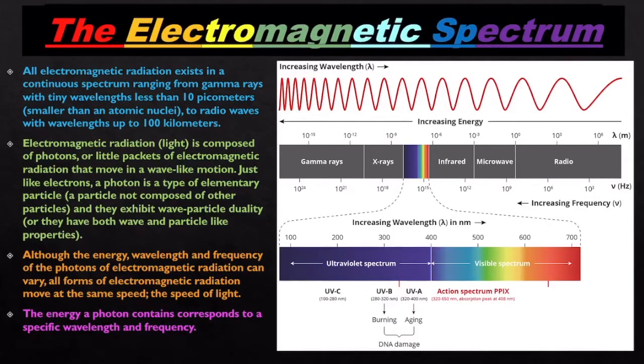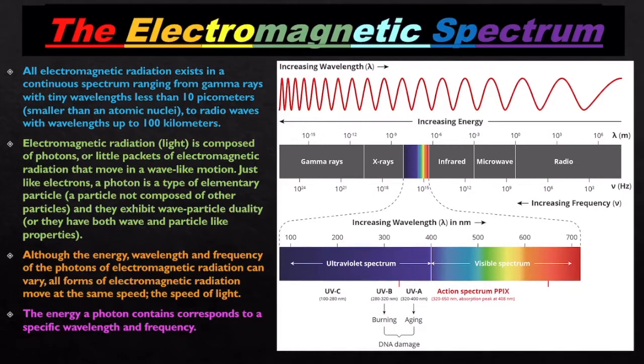So the first thing we're going to talk about is electromagnetic radiation itself. Electromagnetic radiation exists in a continuous spectrum ranging from gamma rays that have super tiny wavelengths all the way up to radio waves that have these gigantic wavelengths up to 100 kilometers.